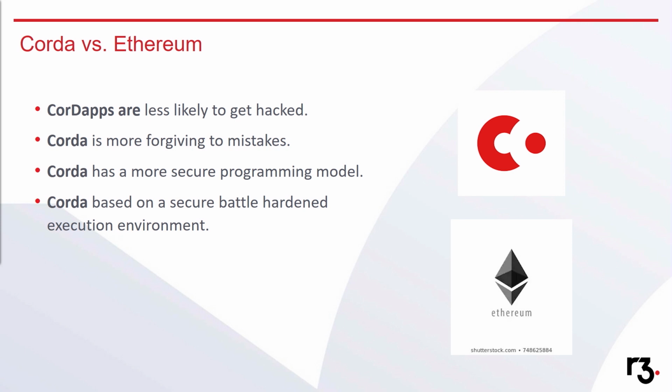A short conclusion: CorDapps are less likely to get hacked because the network is private and everyone is known. Corda is more forgiving to mistakes because transactions are private and you cannot steal what you don't see. Corda has a more secure programming model because it's based on the functional UTXO style. And it's also based on the JVM and Java or Kotlin, which are more well known to the community.